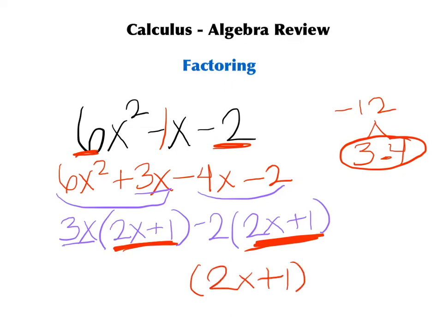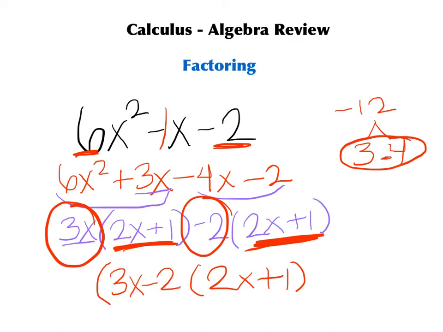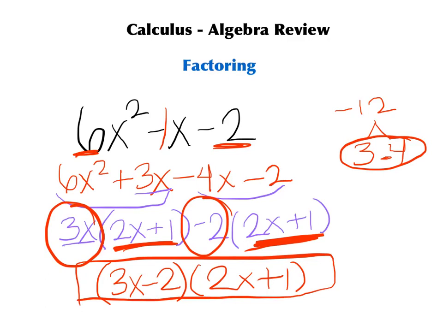The other factor comes from when you group this 3x and this minus 2. This is like backwards FOILing or backwards distributing. And that's how you factor a trinomial with a coefficient other than 1.